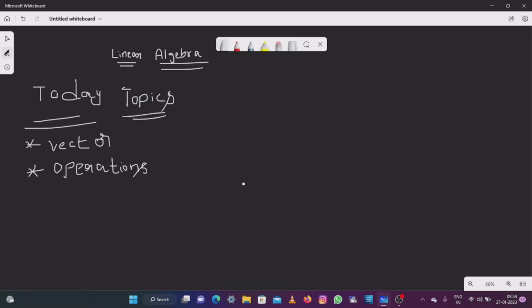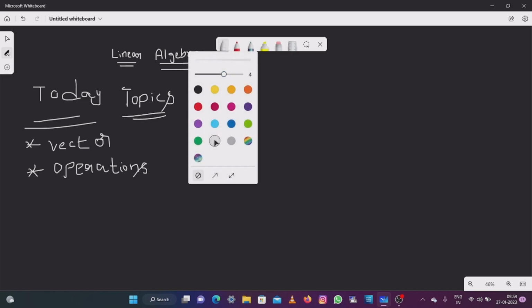Today in this lecture we are going to discuss linear algebra concepts. The topics today are what is meant by a vector and operations on vectors. So let's move into that depth. You can understand each and every concept of what exactly vectors are and the scalar properties of vectors. Everything will become clear in this section. Okay, let's move into that.